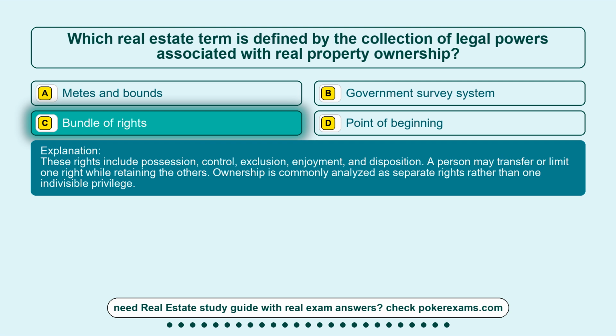These rights include possession, control, exclusion, enjoyment, and disposition. A person may transfer or limit one right while retaining the others. Ownership is commonly analyzed as separate rights rather than one indivisible privilege.